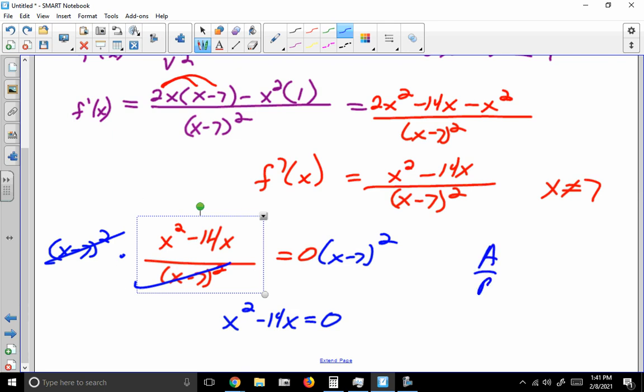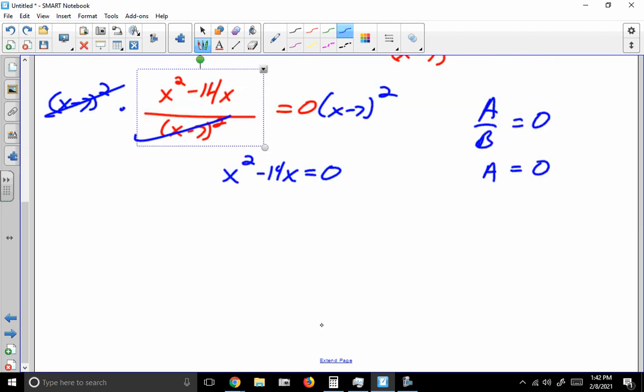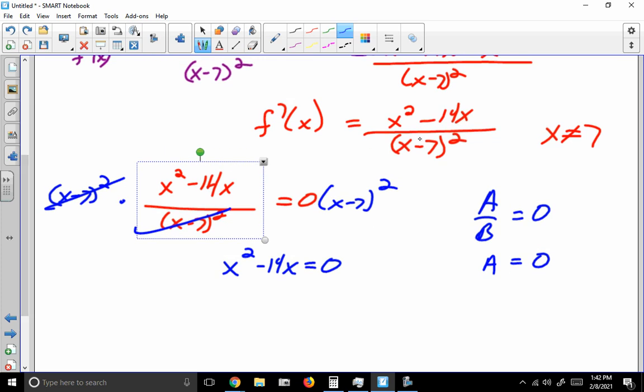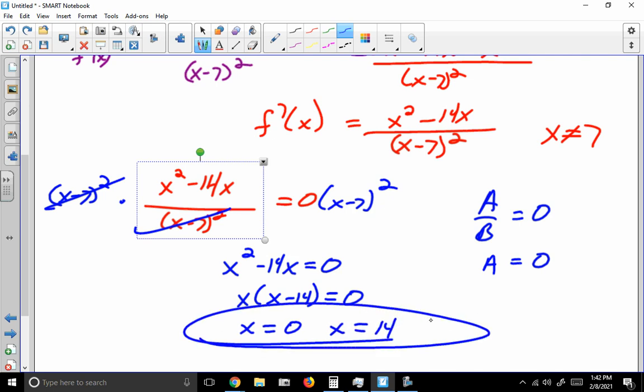If we have a fraction that equals 0, how do you have a fraction that's equal to 0? It's when the numerator is 0. So in order for a fraction to be 0, the top has to be 0. So once we have our derivative, set it equal to 0, the only way this can be true is if the numerator is 0. We want to factor the left. If we set each factor equal to 0, we would get x equals 0 and x equals 14. So those are the two x values where our slope is 0, where we have a horizontal tangent line.